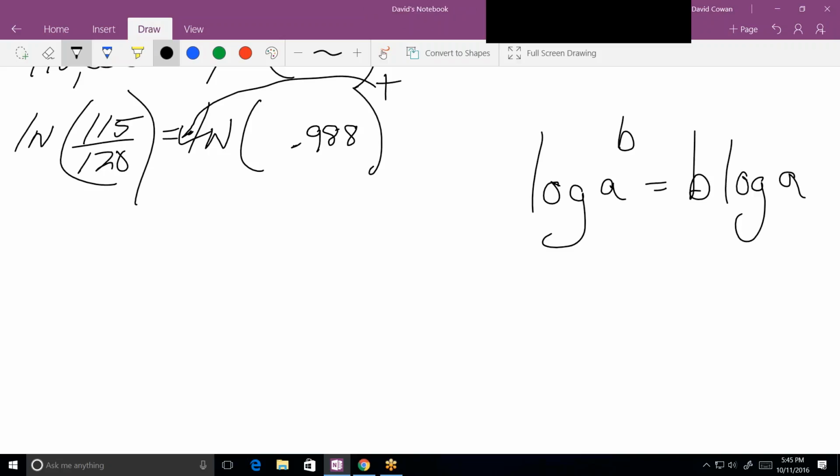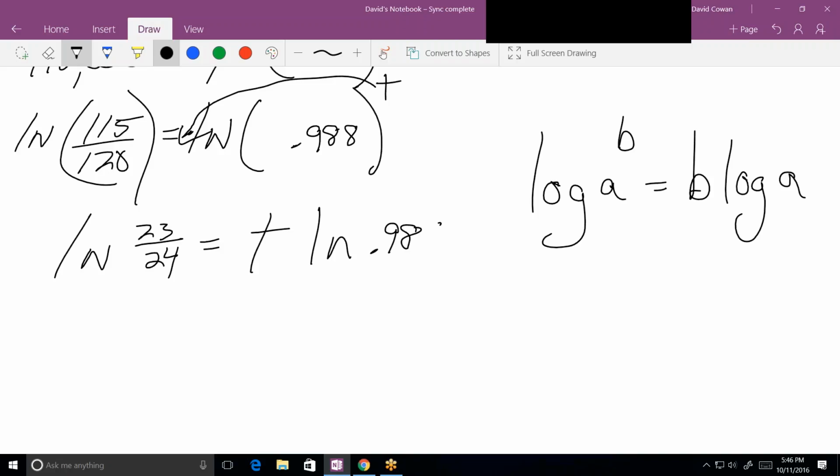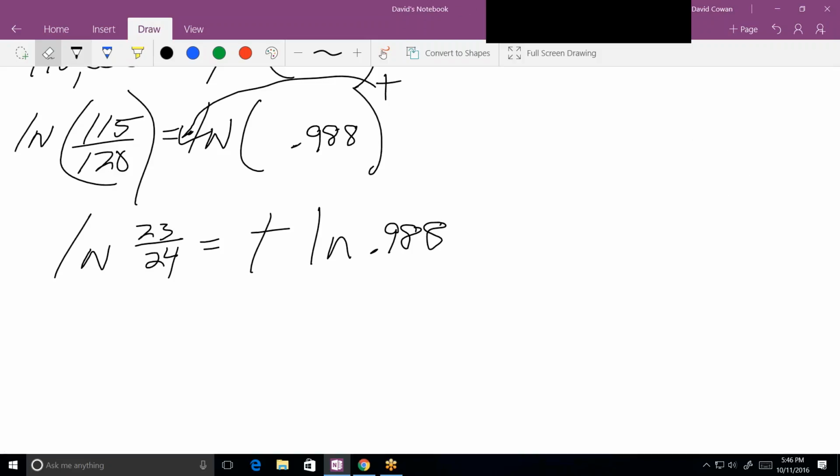That is a super valuable principle to know for doing all of these problems, because almost every one of the problems we're dealing with has the variable in the exponent. So the only way to get it out of the exponent is to take the log of both sides and then move it down. So now we have the natural log of 23/24 equals t times the natural log of 0.988. See how I got that? Yeah. Okay, and now you can solve for t. What's t equal to? Just divide by the natural log of 0.988. Yeah, so here's what we're looking at.